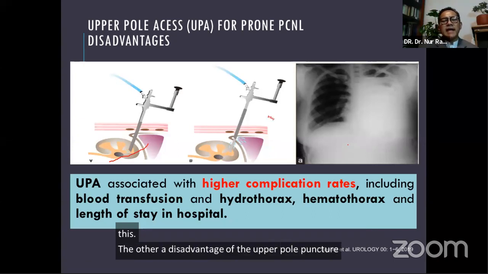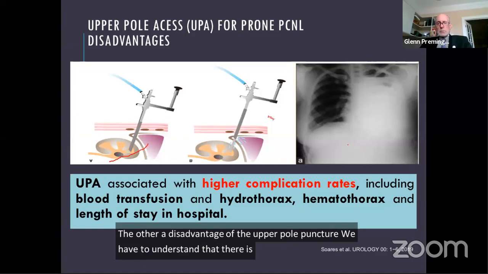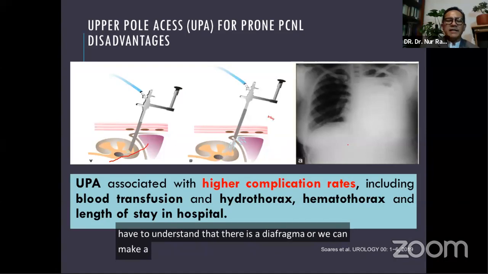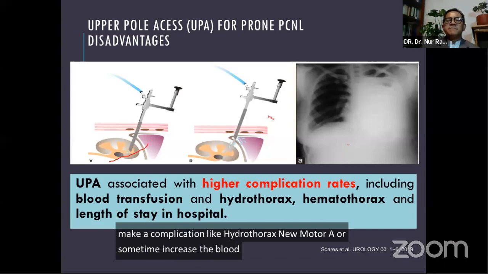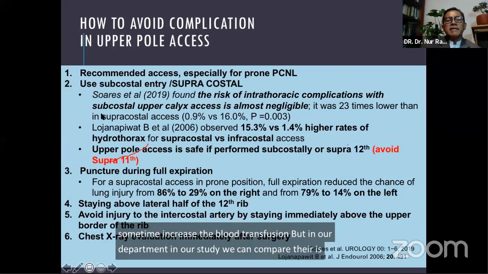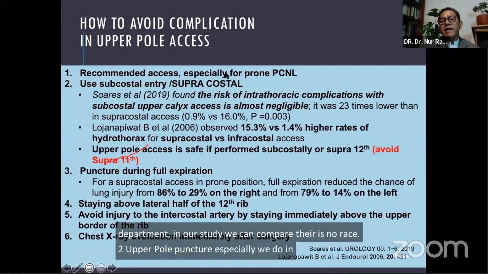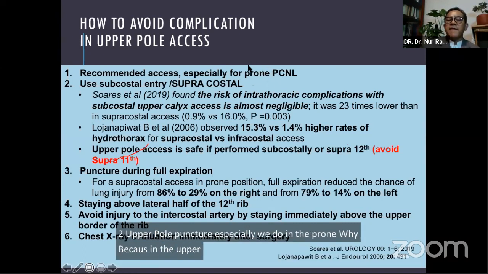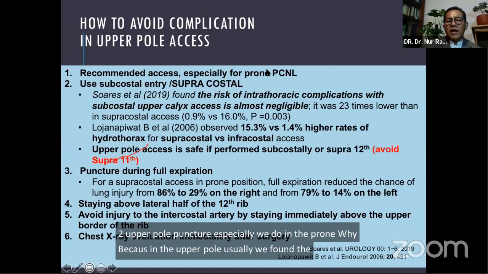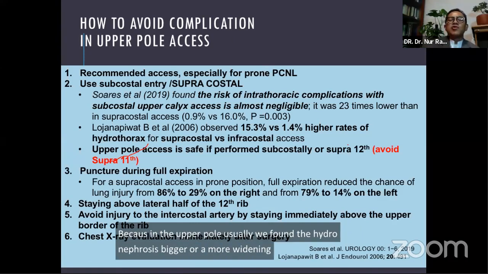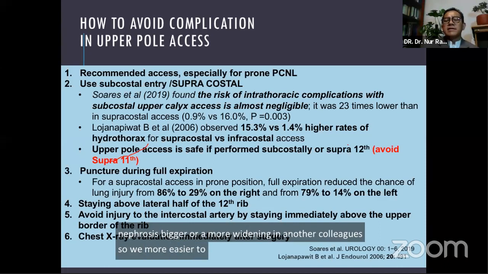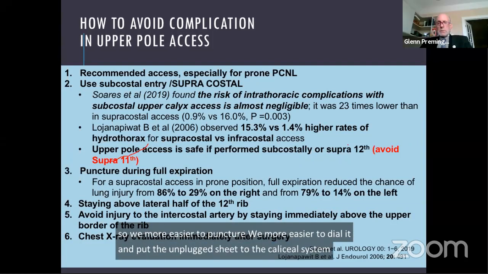We have to understand that there is the diaphragm, or we can cause complications like hydrothorax, pneumothorax, or sometimes increased blood transfusion. But in our department, in our study, we can compare: there is no added risk with upper pole puncture, especially when we do it in the prone position. Why? Because in the upper pole, usually we find the hydronephrosis bigger or more widened than in other calyces. So it is easier to puncture, easier to dilate and put the Amplatz sheath into the calyceal system without bleeding complications.